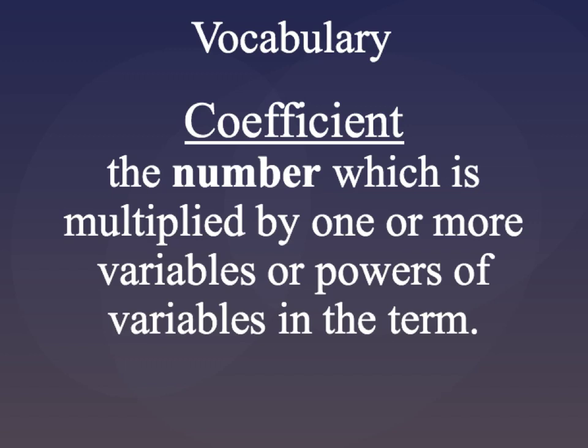Next is coefficient. A coefficient is the number which is multiplied by one or more variables or powers of variables in a term. So if I have the expression 3x, 3 is the coefficient because it's being multiplied by the variable x. If I have 2xy plus 5xz, here 2 is a coefficient and 5 is a coefficient.